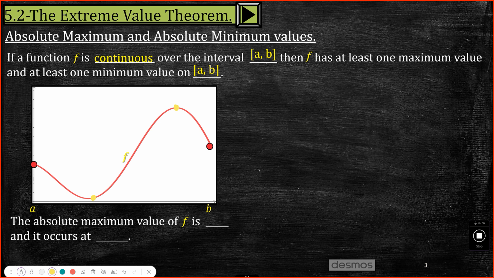So the absolute maximum value of f is whatever the y value is right here. And it would occur at this x value here. And the absolute minimum would be at this x value here, and the absolute minimum would be whatever the y value here is.